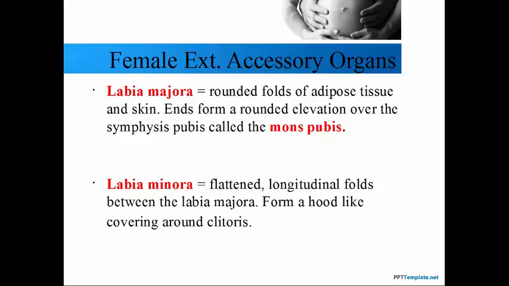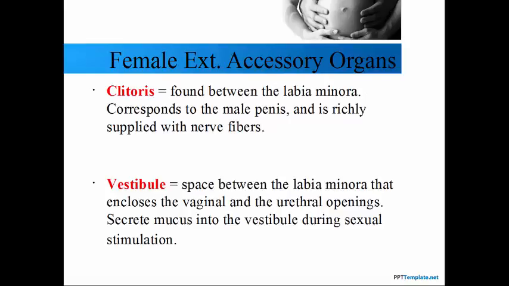So it's mons pubis. The labia minora. These are the flattened longitudinal folds between the labia majora. This is what will form the clitoral hood, or the covering just around the clitoris. The clitoris is found between the labia minora, both the left and right side, where they kind of meet together. They form the clitoral hood. This will correspond to the male penis. It's going to be very richly supplied in nerve fibers.